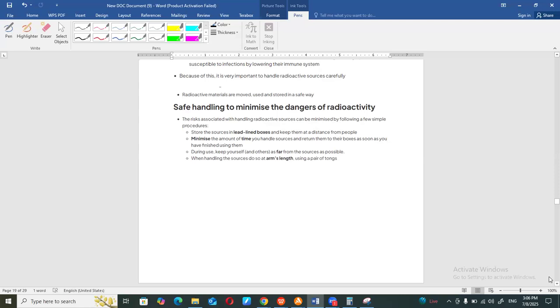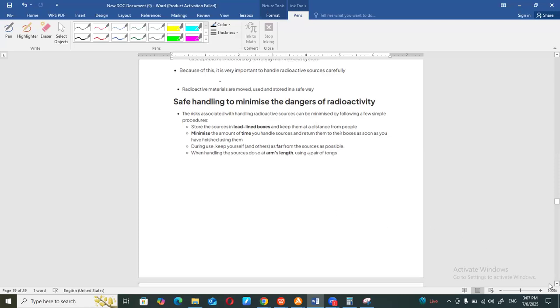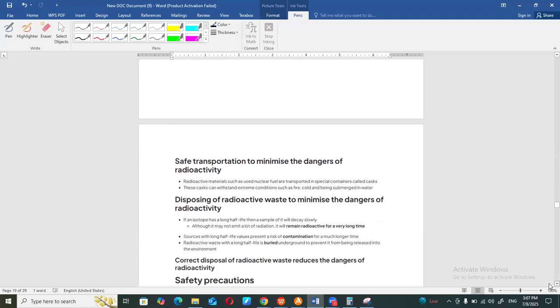Plus, less and less exposure, and minimize the amount of time you handle the source. This is very important. Minimize the time. During use, keep yourself away from it. And when handling the source, use different types of tongs and special clothes so that you can save yourself from the exposure of these radiations.